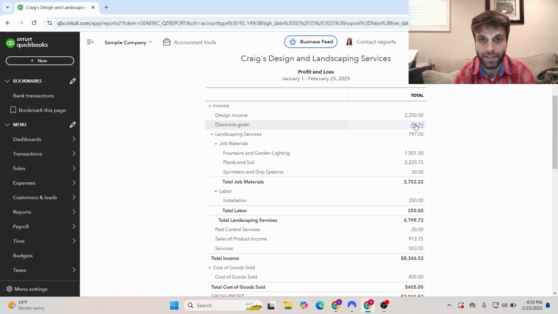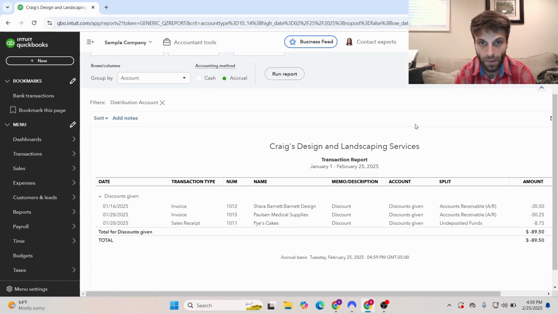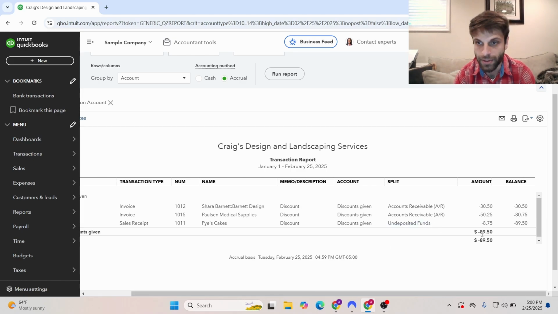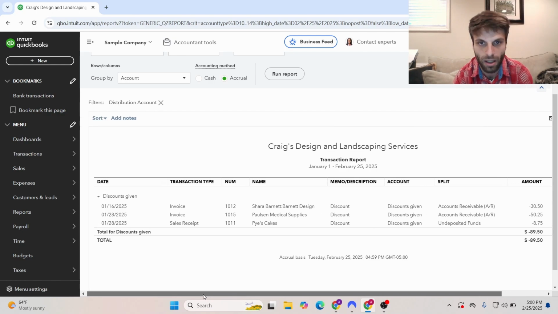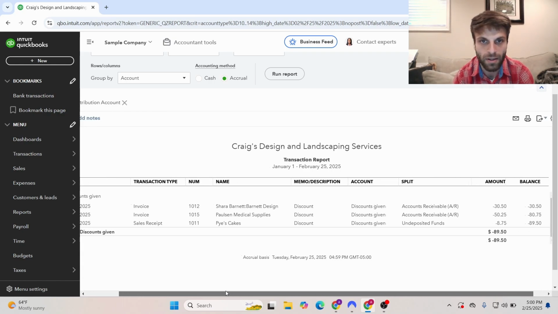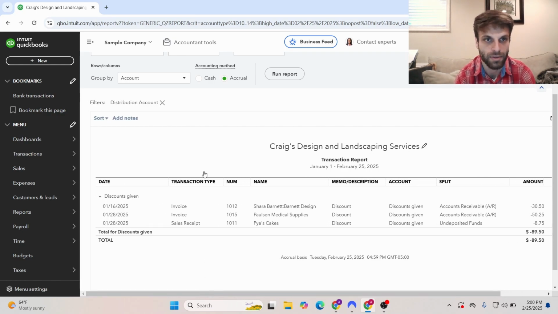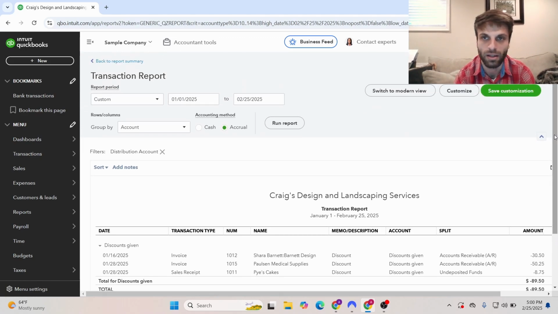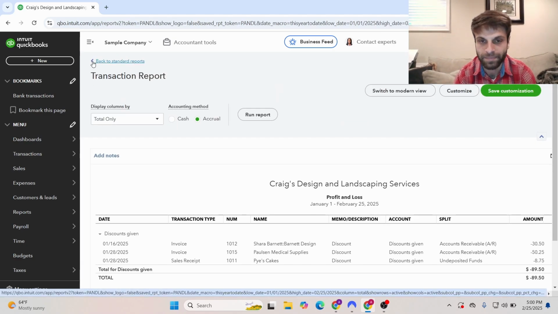So you'll see discounts given here. We have some different discounts, and it totals up to minus 89. So we basically essentially paid our clients back, right? This was for one of them, I believe, for a refund or a discount. Basically discounts, right? So we want to reward them for being great clients. We can think about that. We will go back.